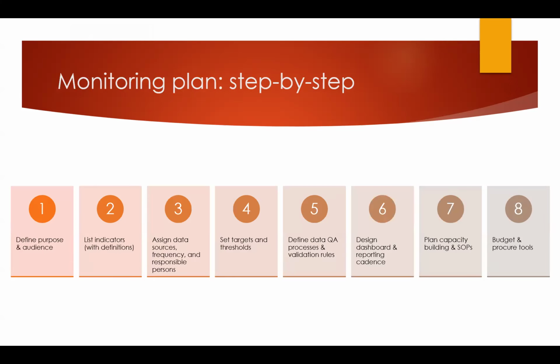Monitoring plan step by step. These are some parts of the monitoring plan which can be followed for good quality monitoring and a continuous impact. For example, it starts with defining purpose and audience, then listing of indicators with their definitions, then assigning data sources, frequency, and responsible persons, set targets and thresholds, define data quality processes and validation rules, design dashboard and reporting cadence, plan capacity building and SOPs, then budget and procure tools. And this should keep on doing for starting of monitoring.